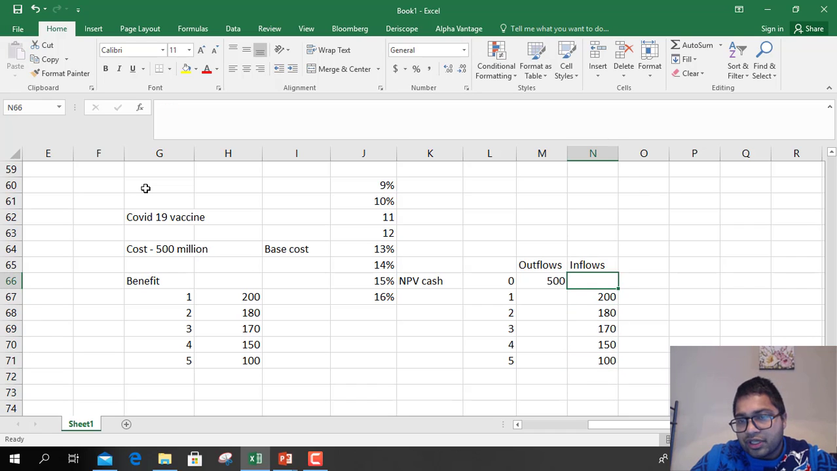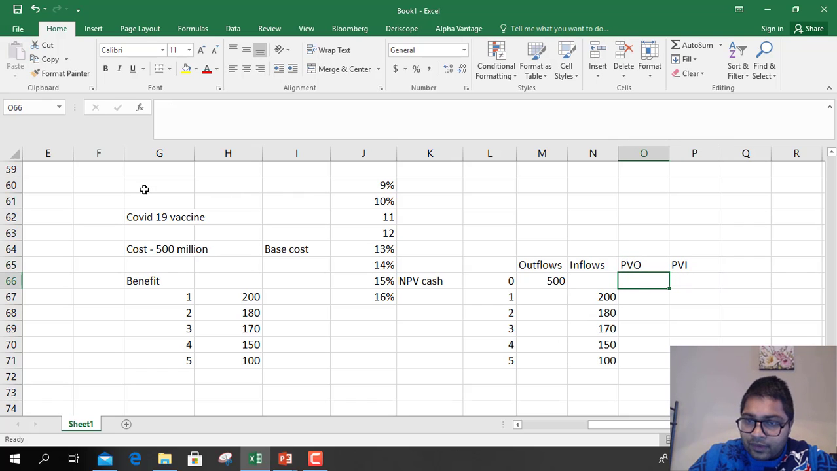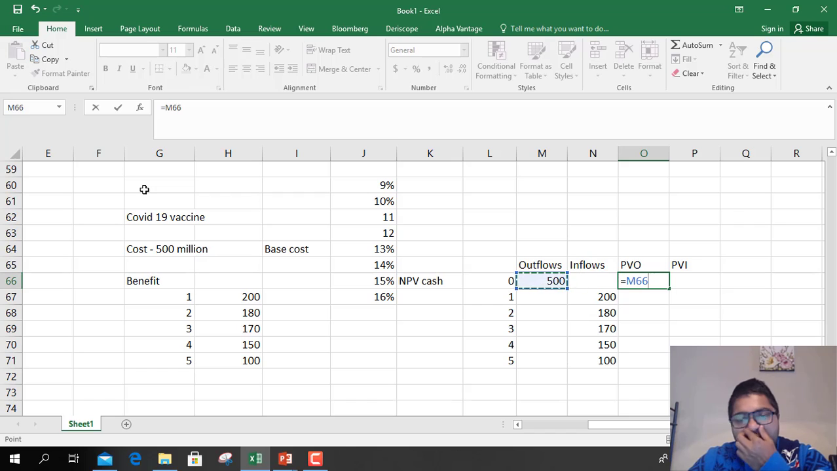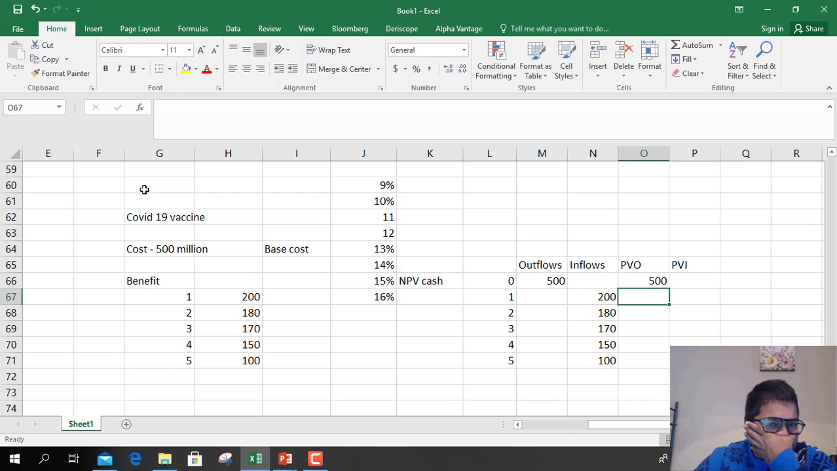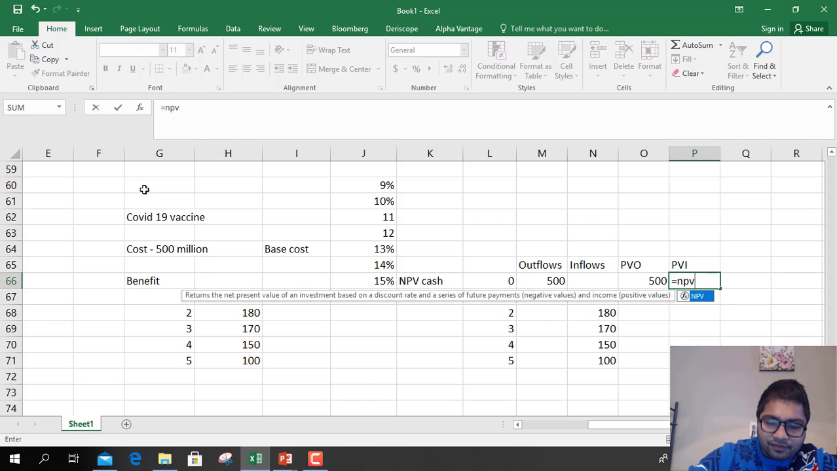Okay, so you know the outflows, you know the inflows, you have to calculate present values of outflow. So PV outflow and PV inflow. So present value is 500 million. The reason you don't have to discount it is that it is happening at time 0. There would be cases when it doesn't happen at time 0. So you may have outflows in between too. So you have to calculate it. Okay. And inflows is net present value.